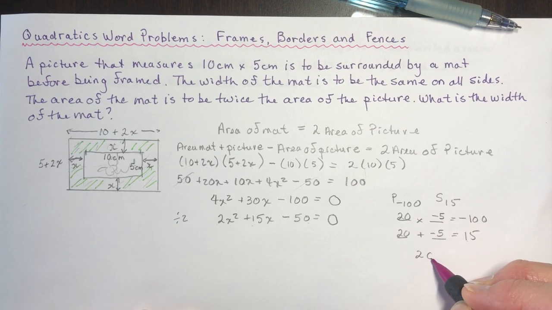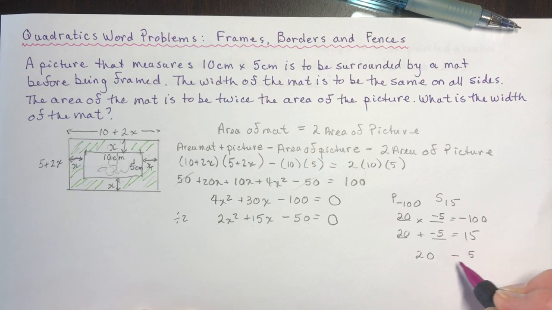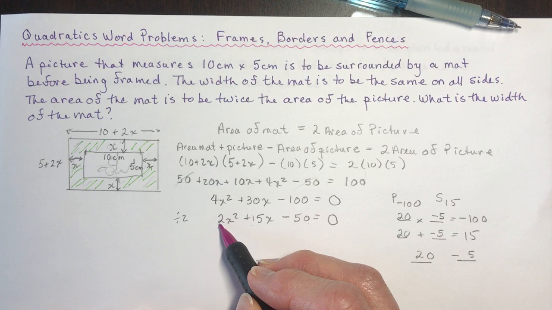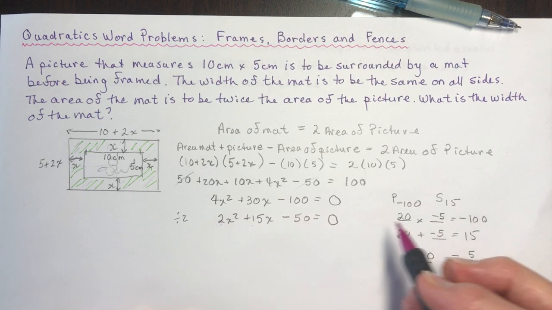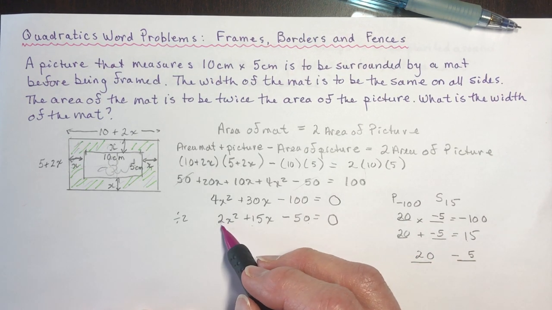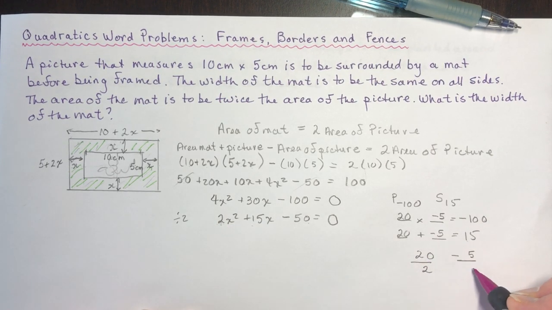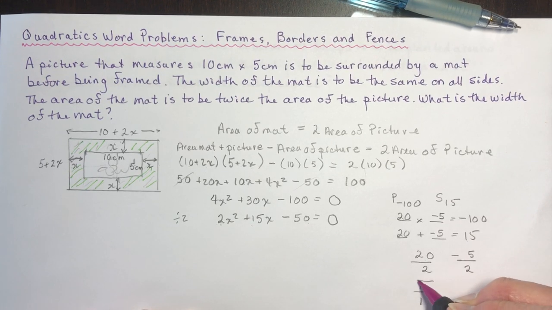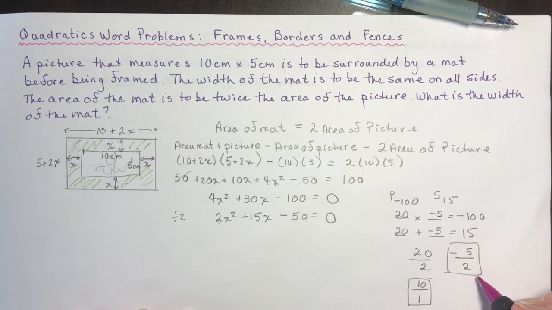So I put those here, 20 and minus 5, and I'm going to make two fractions with the first on the bottom. If you're having trouble with your factoring, go back and look on how to factor trinomials where the coefficient is not 1. I have a lesson for you on that. Okay, and I simplify this. This gives me 10 over 1. This one's already simplified. I cannot reduce that fraction.